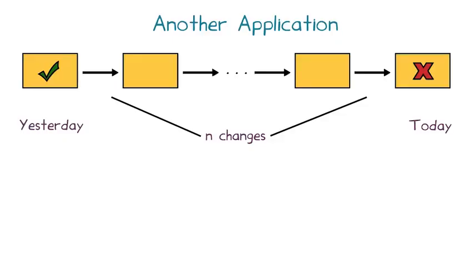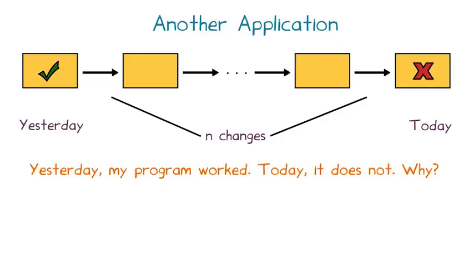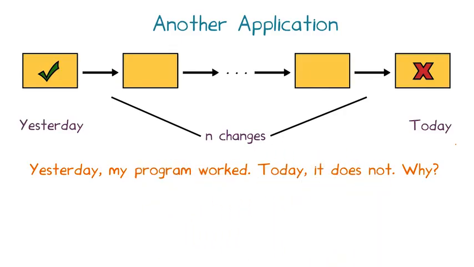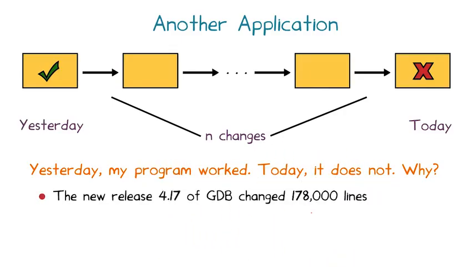Yet another application of delta debugging is to isolate changes to source code that cause program failure. You likely have had this experience. One day your program works fine, the next day it does not, and you need to figure out why. Perhaps the amount of code that's changed is quite large. For example, release 4.17 of GDB, the GNU debugger on Unix, changed 178,000 lines.